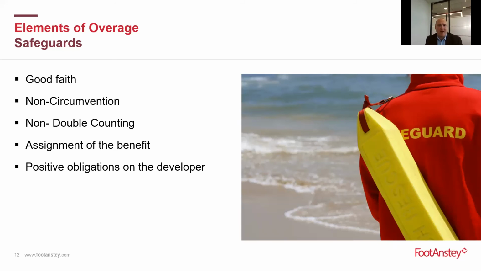So the third one down the list there is a non-double counting clause. This is both for the benefit of the buyer and the seller. In terms of the buyer, it tries to ensure that overage payments aren't made twice. That can often be an issue where you've got two heads of overage, say a planning overage and a sales overage. If the planning overage is triggered because you get more units on site, then the sales overage may also be triggered unwittingly, because the total threshold will need to be increased because you've got an extra 100 units. So a double counting clause there can help clarify that.